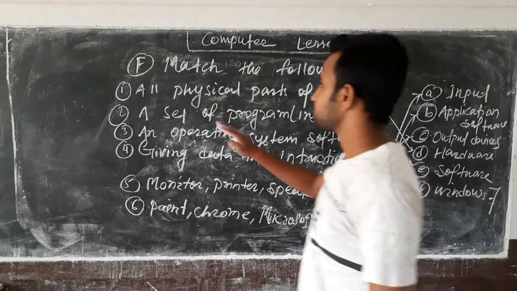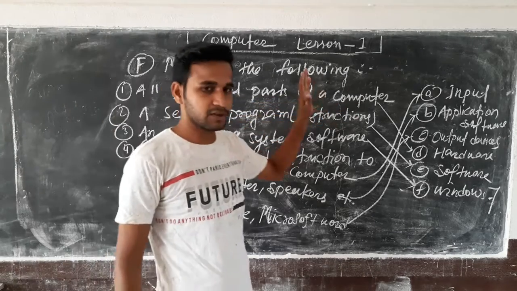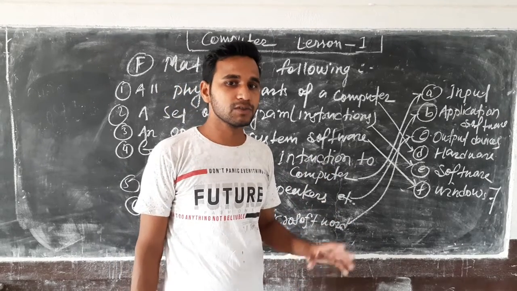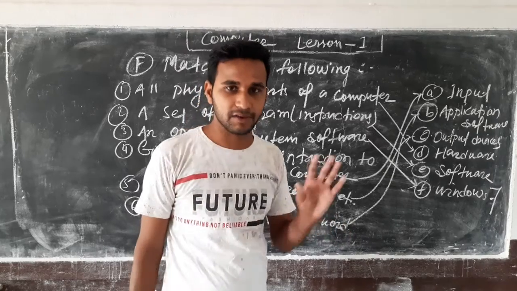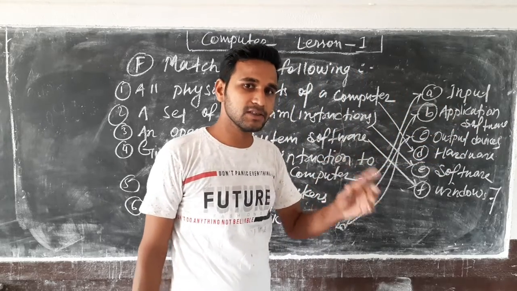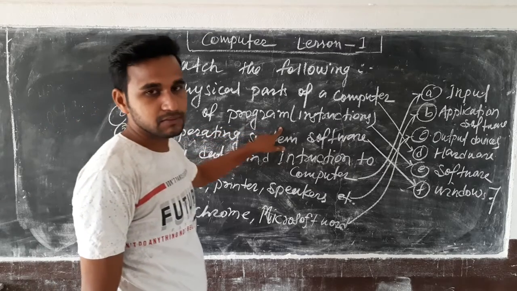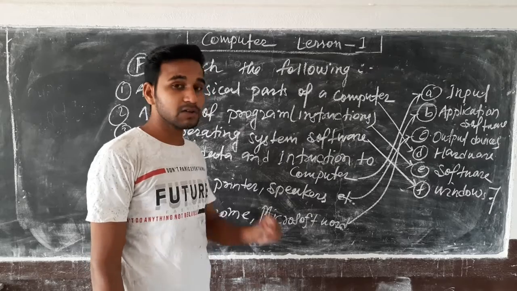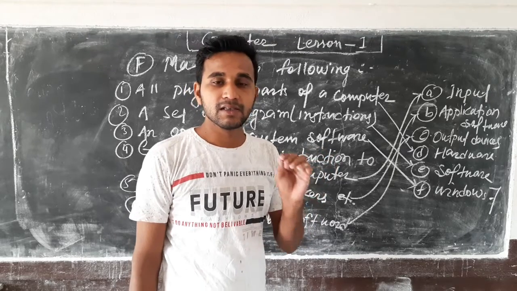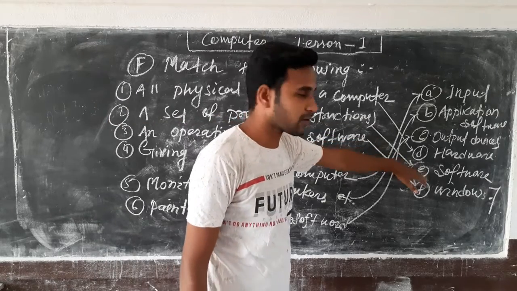Again I am repeating this one. First, all physical parts of a computer. All physical parts, that means our CPU, monitor, keyboard, mouse, printer, these are all hardware. So we call them hardware, and we can match this to hardware. Second, a set of programs. We already know that software is a set of programs, so we can match it to software.